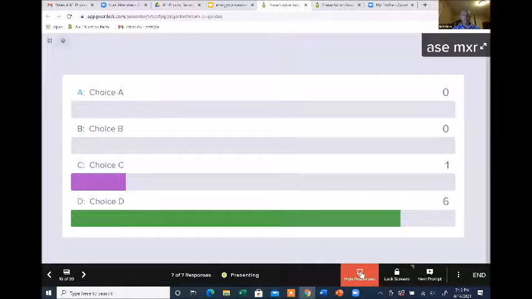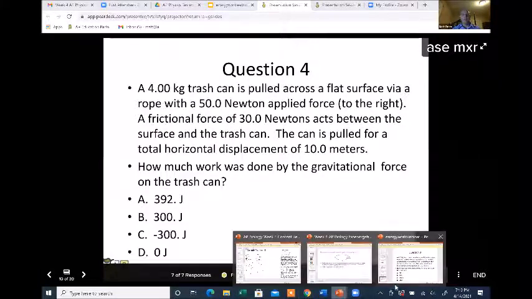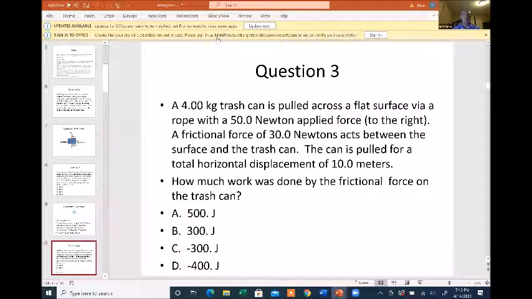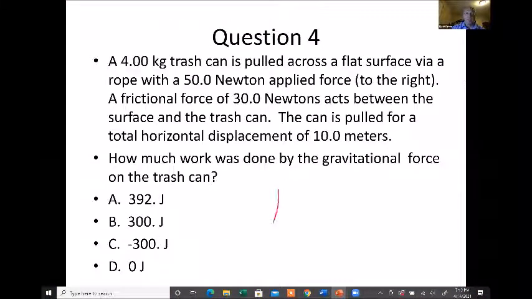So most of you were saying D. 1 or 2 of you were saying C. So let's go back to PowerPoint or Zoom, and let's think about what's going on here. So again, here's our box. It's moving this way. In this case, there's our force, and that's the force of gravity. Gravity acts down. The force in this case would be the weight, because we're looking for the force of gravity, right? So it would be work equals FD cosine theta.